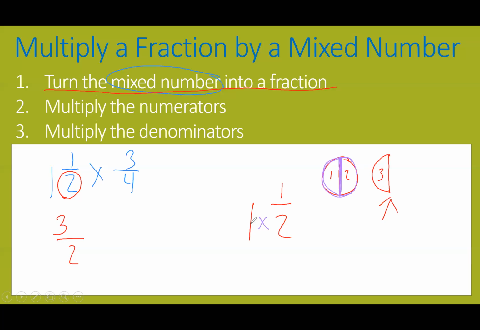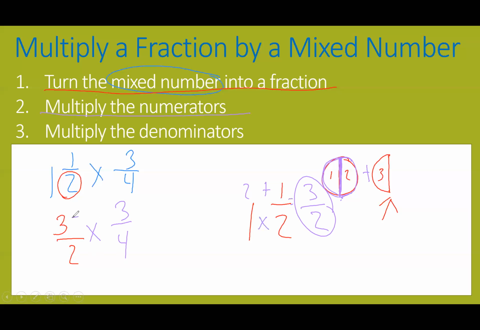So I'm taking that whole pizza, that whole number, and I'm cutting it into 2 parts. That's where that is. 1 times 2. And then I'm adding this extra 1 because I've got it right here. I need to add this one together. So 2 times 1 is 2, and 2 plus 1 is 3. And we're talking about halves. So 3 halves. And now we multiply by 3/4.